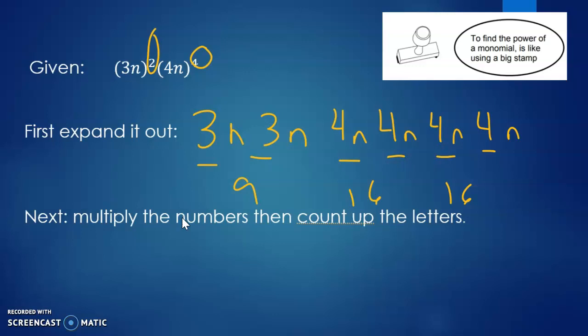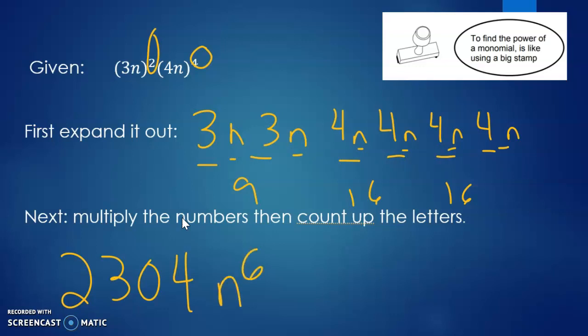times 16 times 9, which is 2304. Then we're counting up the physical n's. I have 1, 2, 3, 4, 5, 6, n to the 6th, and that is your final answer.